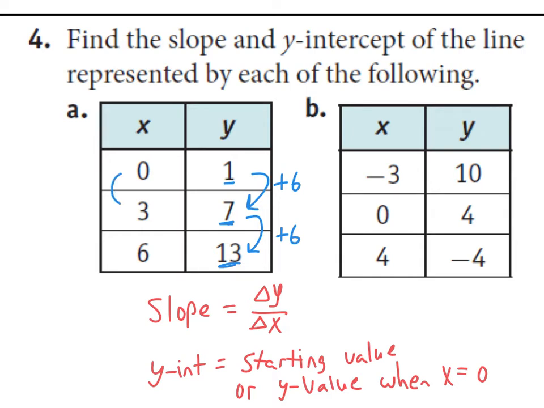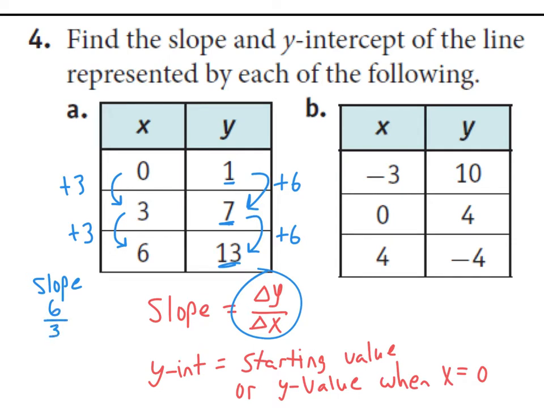And then the change in x values from 0 to 3 is an up 3. From 3 to 6 is an up 3, right? So it does appear to be constant because our pattern's staying the same. So for this one, the slope would be, again, we have to do it in the right order. It's the change in y over the change in x. So for this problem, it's going to be a plus 6 over a positive 3.